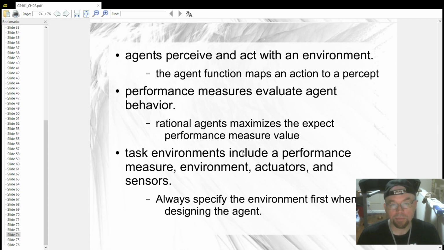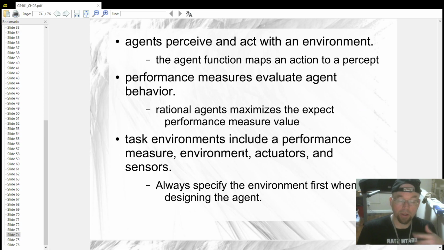Chapter 2. Agents. What do they do? They're in an environment. They perceive that environment, and they try to act on that environment to modify that environment. The individual instances of perceiving something in the environment, that's a percept. The things that can change the environment, those are actions. The agent function, which you write code for to implement, that code that you write, the implementation of that function, is the agent program. And all that's doing is mapping percept to action.